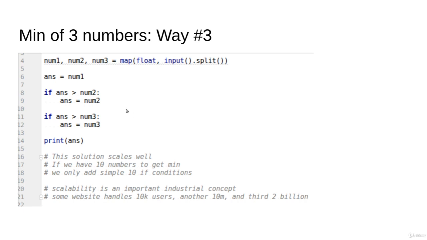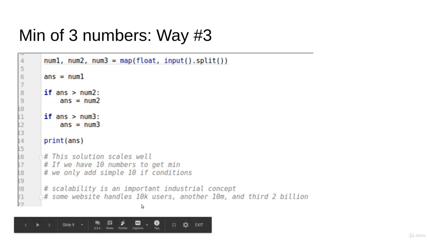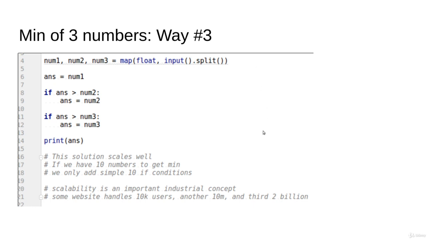That's all. In reality, this is relevant to something we call scalability. Scalability is a very important industrial concept. Think about some websites you access. If they have only 10,000 users, they get very slow. Some other websites, if they have 10 million users, they start to get slow. But think about something like Facebook. They are handling maybe 1 billion or 2 billion users. This is a lot, right? So when your approach scales well with more and more entries or numbers and so on, this is a very interesting advantage. That's all.